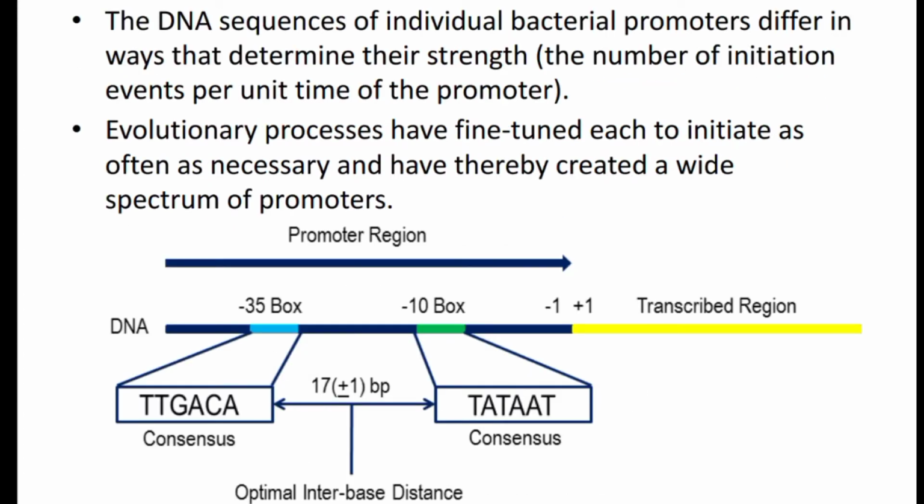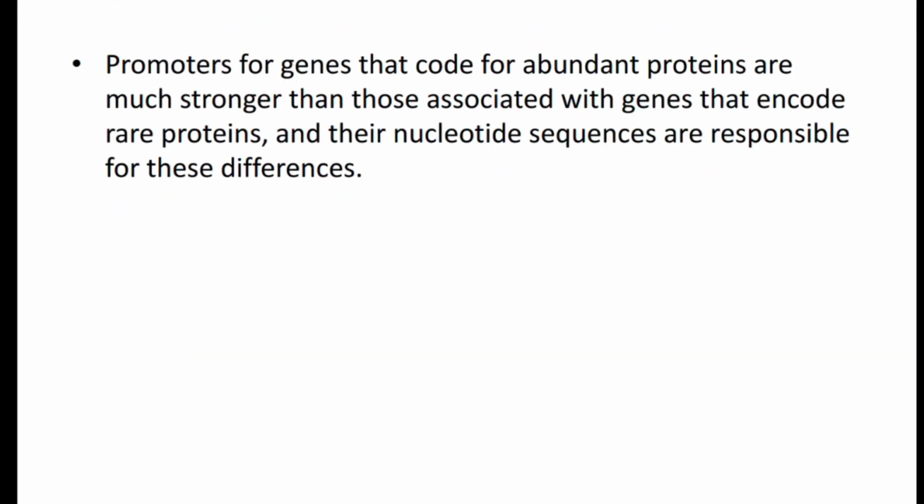The DNA sequences of individual bacterial promoters differ in ways that determine their strength, the number of initiation events per unit time of the promoter. Evolutionary processes have fine-tuned each to initiate as often as necessary and have thereby created a wide spectrum of promoters. Promoters for genes that code for abundant proteins are much stronger than those associated with genes that encode rare proteins, and their nucleotide sequences are responsible for these differences.